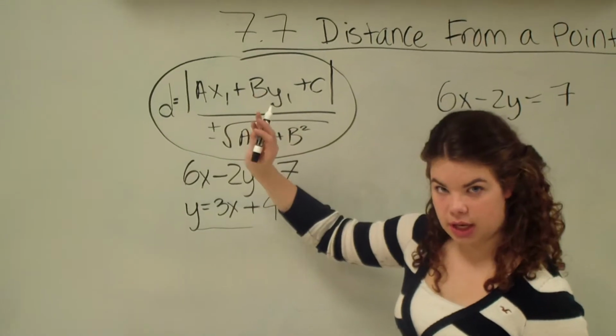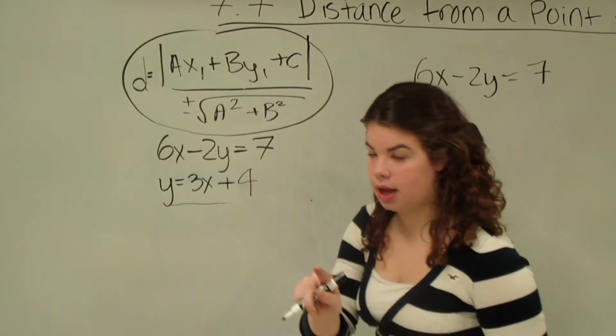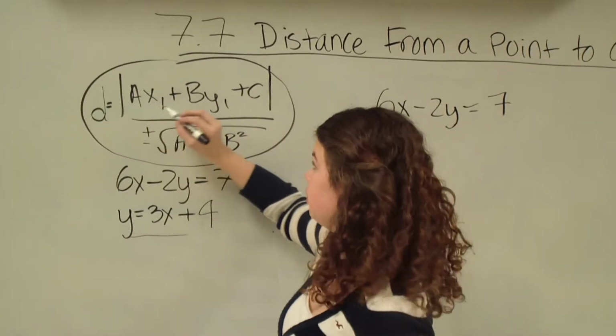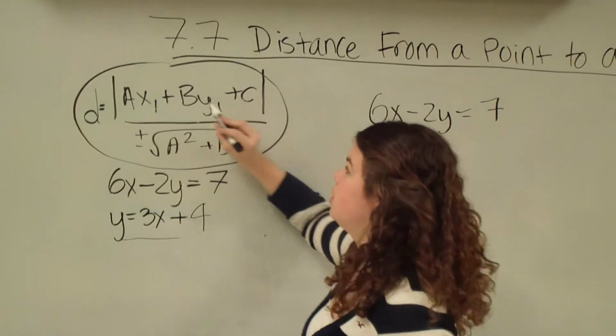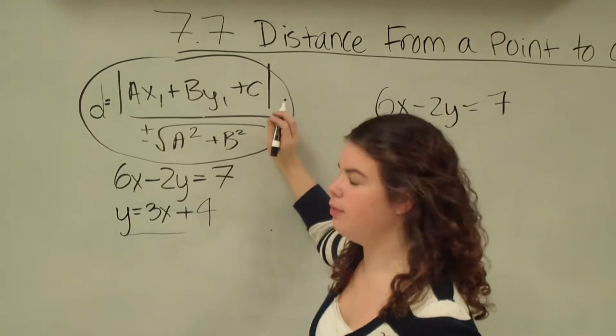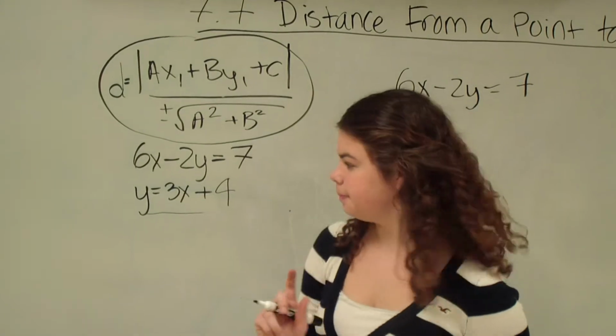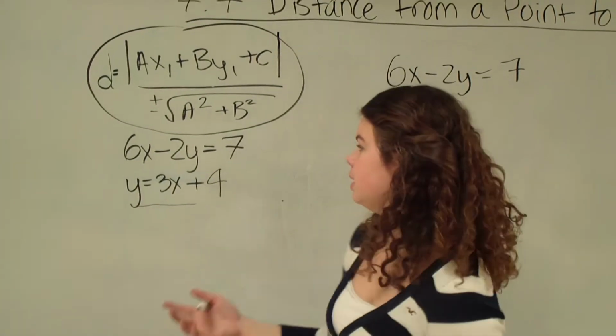However, this equation only uses a point and a line. The a value will be from your equation, the b value will also be from your equation, and the c value will also be from your equation. However, x1 and y1 are points. So now we have to find a point to use.